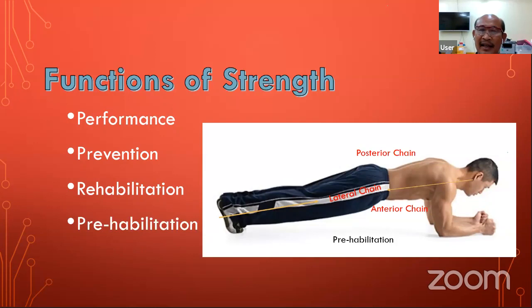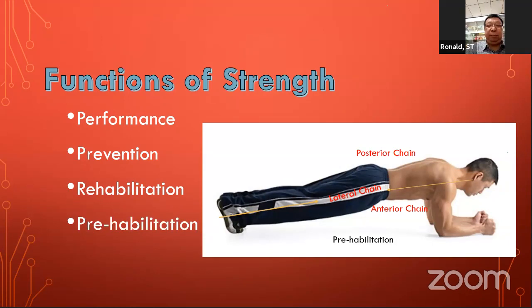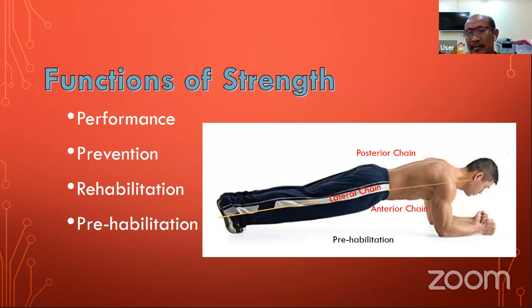Now we come to the lateral chain. The lateral chain is the link between the sides of the body, right side and left side. So you have tensor fasciae latae, you have obliques, you have the latissimus dorsi muscle up to the neck muscle. All these muscles work together on the side of the body. It's called the lateral chain. That's why these are exercises we can use for prehabilitation.